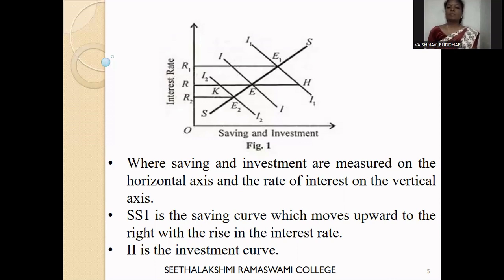If the bank provides high interest rates, people will tend to save more. So high interest means high saving. There is a direct relationship between saving and interest rate, according to the economists. Then II is the investment curve, as I already told. I1, I2 are the investment curves according to the changes in the economy.